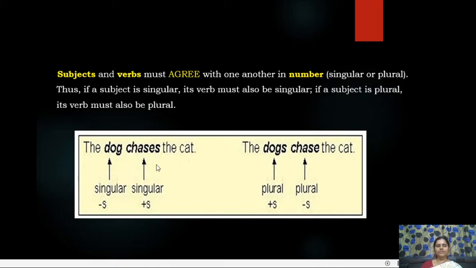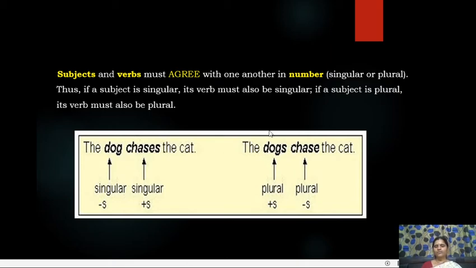In this sentence, the sentence tells us something about the dog, so the dog becomes the subject. As the subject is singular, the verb also should be singular. Chases may look like a plural form, but with third person singular, we add s or es to the base form of the verb. By looking at this s, you should not think that this is the plural form of the verb. This is a singular form. So with a singular subject, we use a singular verb.